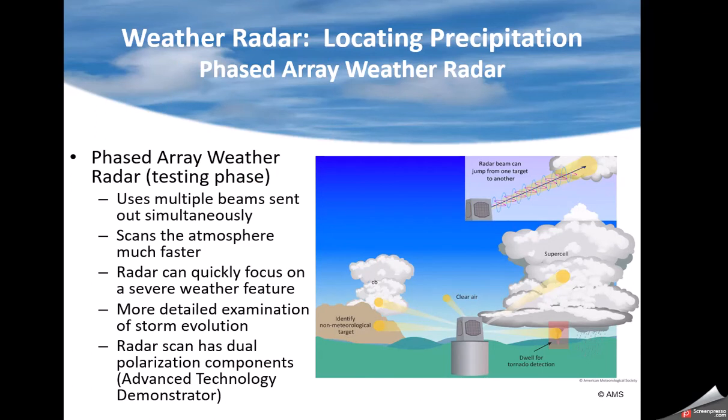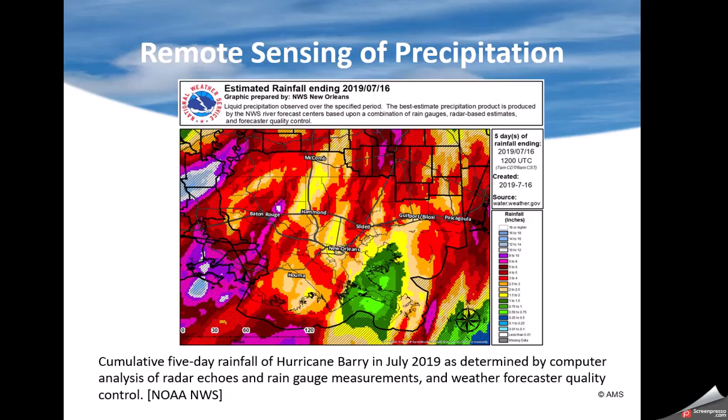There's another system being tested, phased array radar. It's used by the military in ships, but it's an extremely expensive radar. And while I had the privilege of working on it out in Norman, Oklahoma, it's not going to be out into the field where you're getting it at your house or using it for many, many years in the future. Also, radar can estimate the amount of rainfall falling.